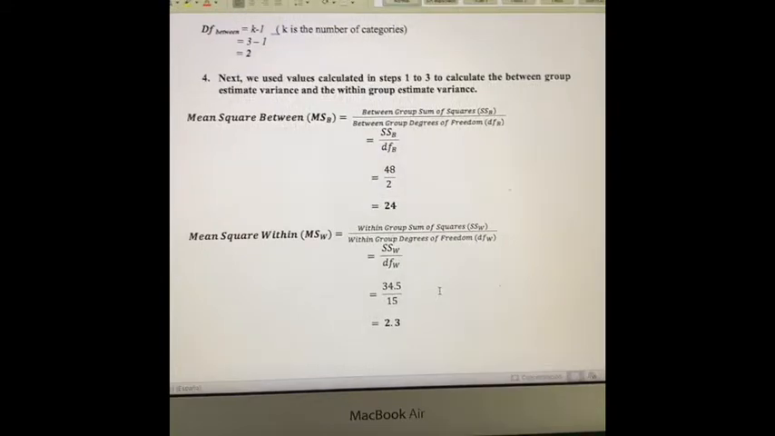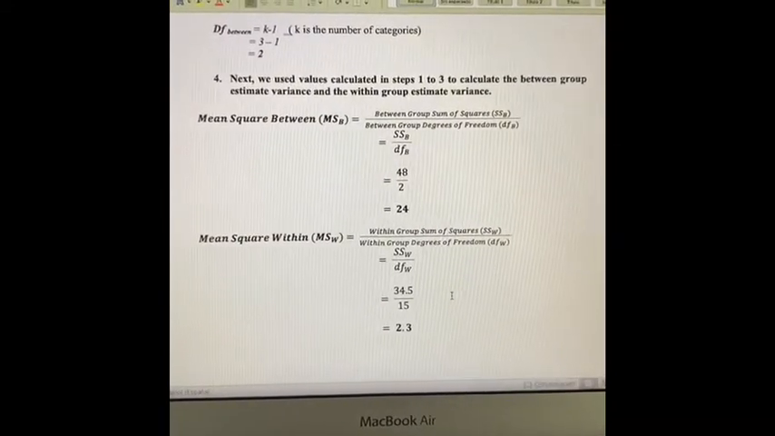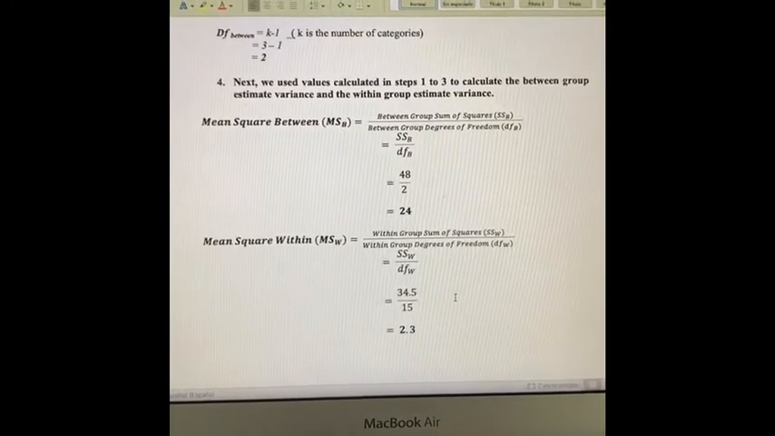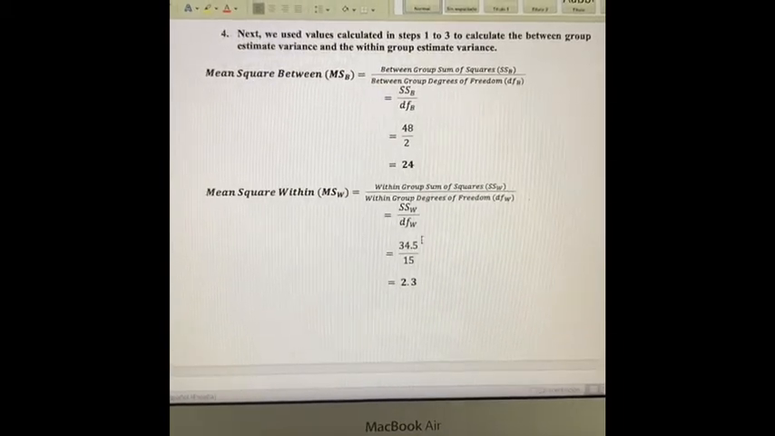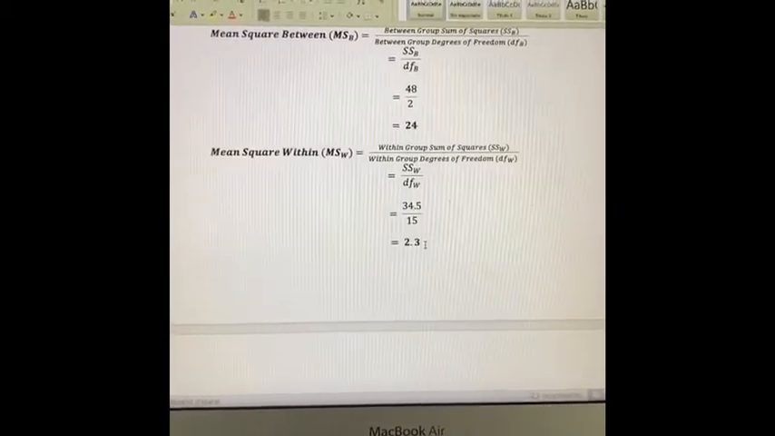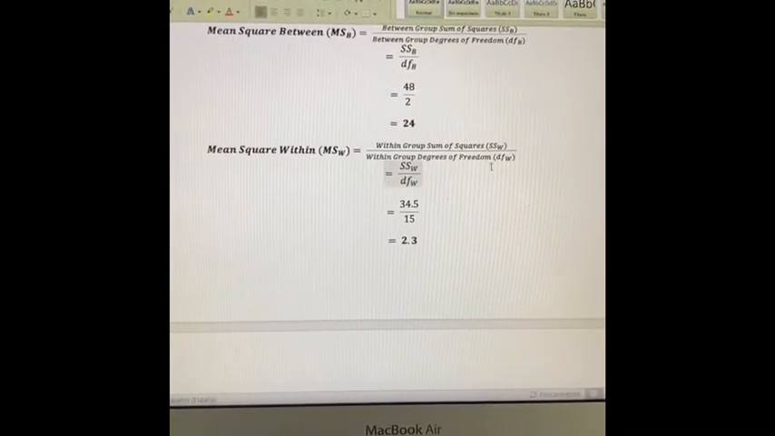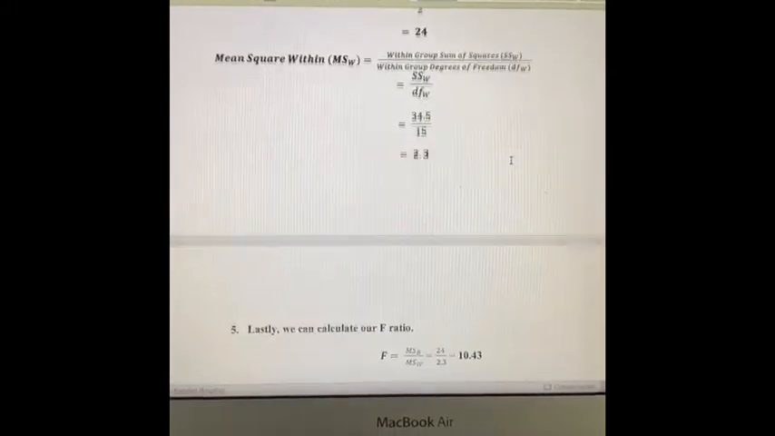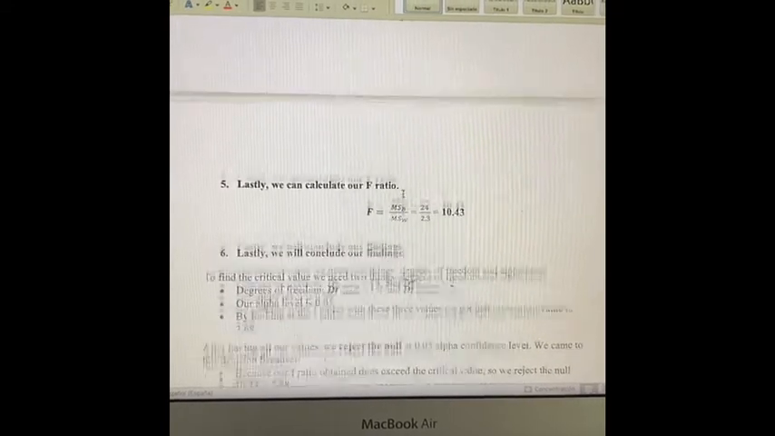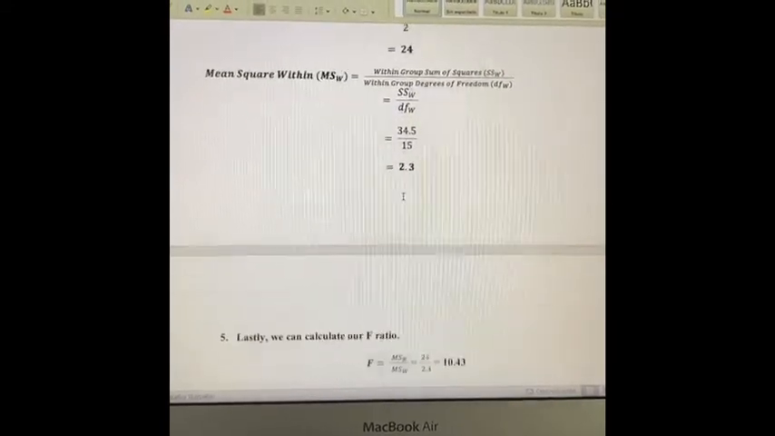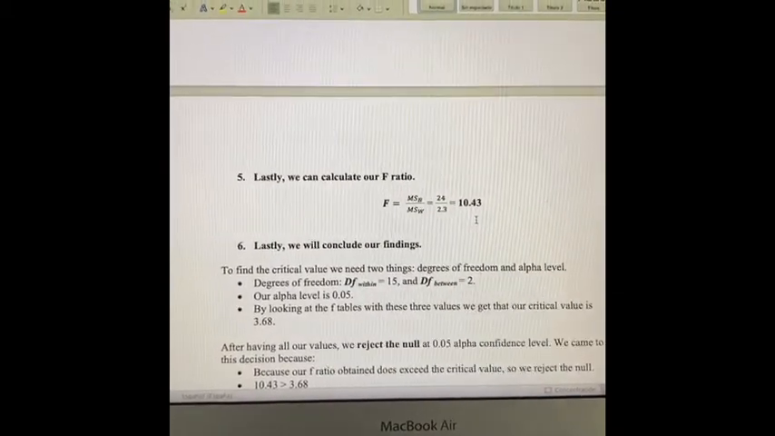Then we need to find the mean square between and the mean square within. So for the between, we divide the between group sum of squares by the between group degrees of freedom, and we got 24. And then for the within we do the same, but with the within values. So within groups sum of squares divided by within groups degrees of freedom, and we got 2.3. And lastly, for the F ratio, we divide the mean square between over the mean square within. In this case, we got a value of 10.43.